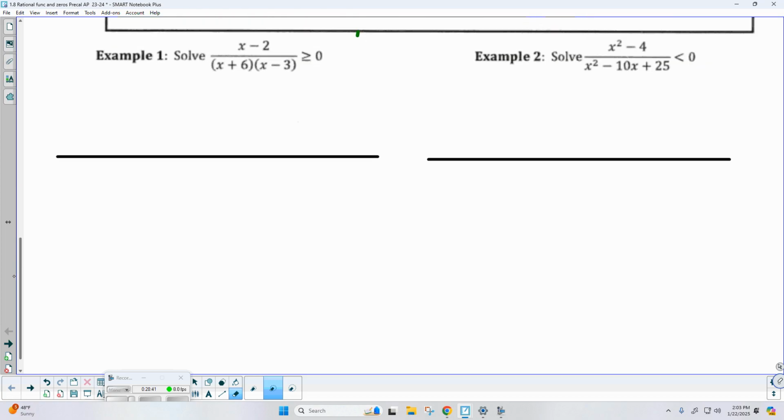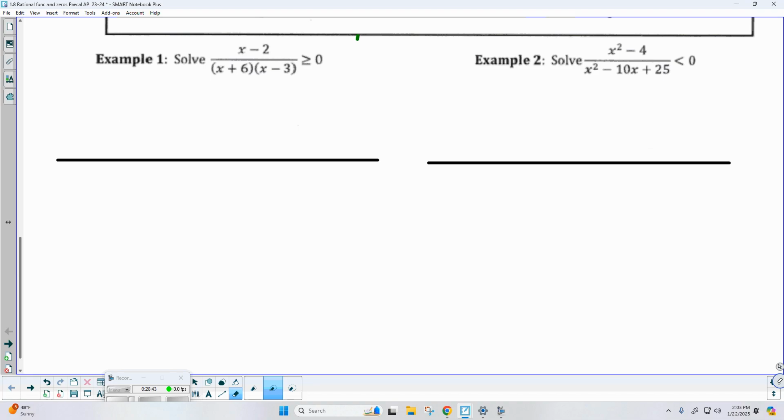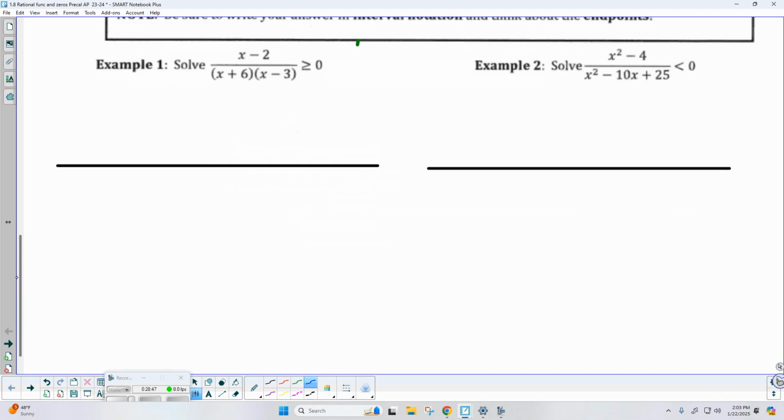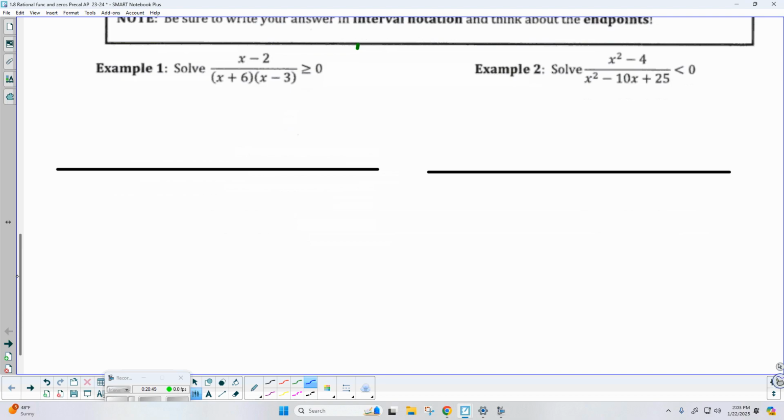Okay. So let's try an example. Now, this is the perfect type of example to start with because it's one fraction, it's compared to 0, and it's already been factored for you. Okay. All we have to do is dive right into the sign chart. Okay, we got x minus 2 over x plus 6 times x minus 3. Now, even though we've got a rational function, I'm going to take each part separately, the numerator and the denominator, and we're going to set them equal to 0. Okay, this is where I'm going to get my values from.